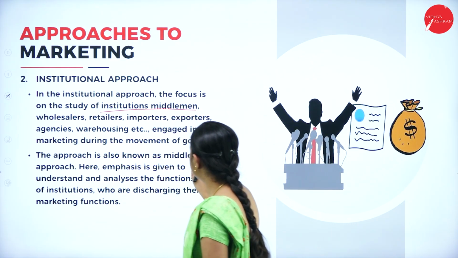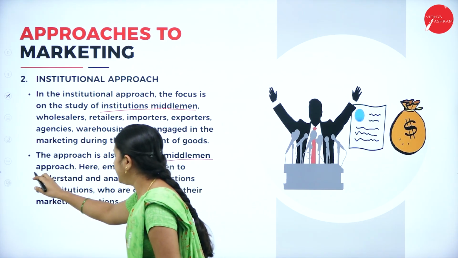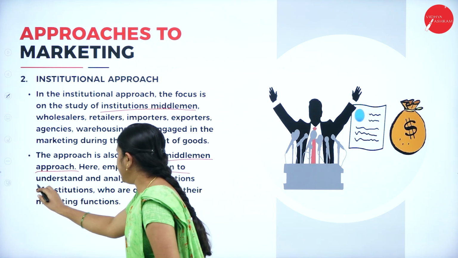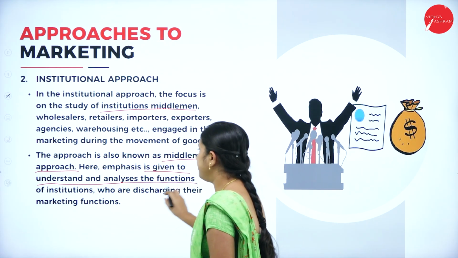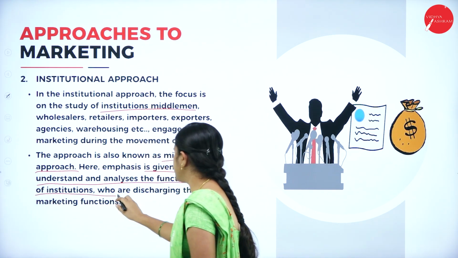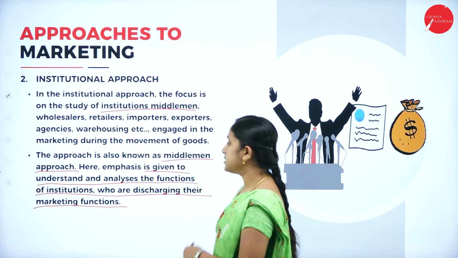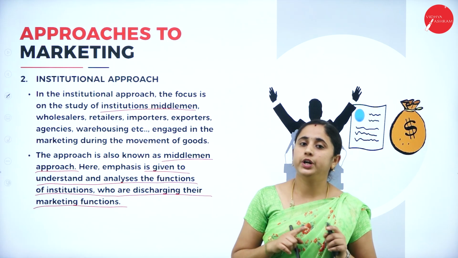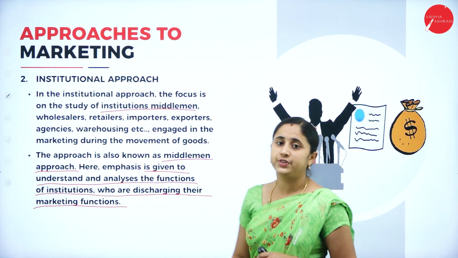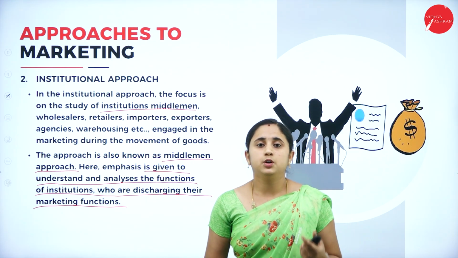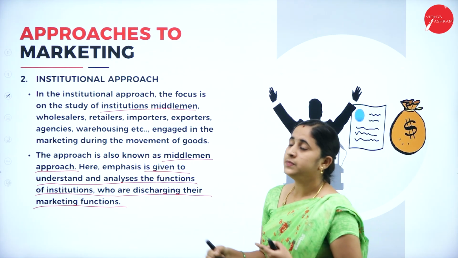This approach is also known as the middleman approach. Here, emphasis is given to understand and analyze the functions of institutions that are discharging their marketing function. That means under this approach, you are going to study the functions of institutions, that means the functions of middlemen, that is the wholesaler, retailer and the agent.